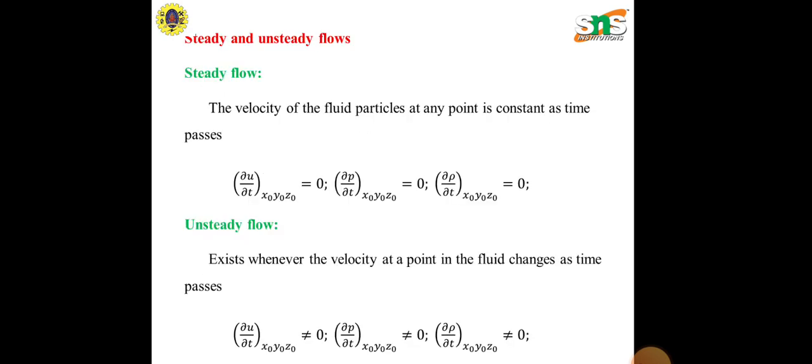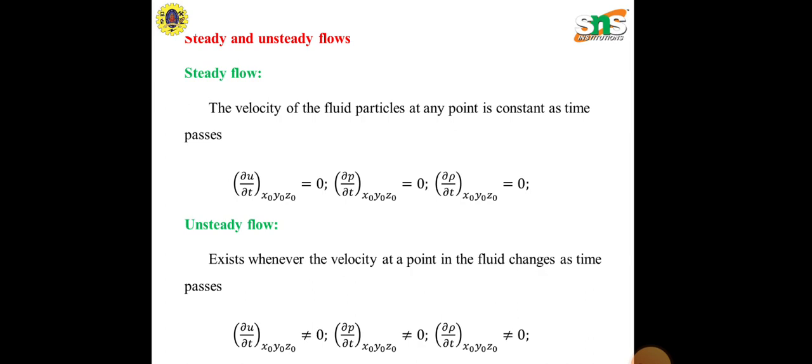Steady and unsteady flow. In steady flow, the velocity of the fluid particles at any point is constant with respect to time. So ∂u/∂t is equal to 0. Unsteady flow exists when the velocity at a point in the fluid changes with respect to time. So ∂u/∂t is not equal to 0.